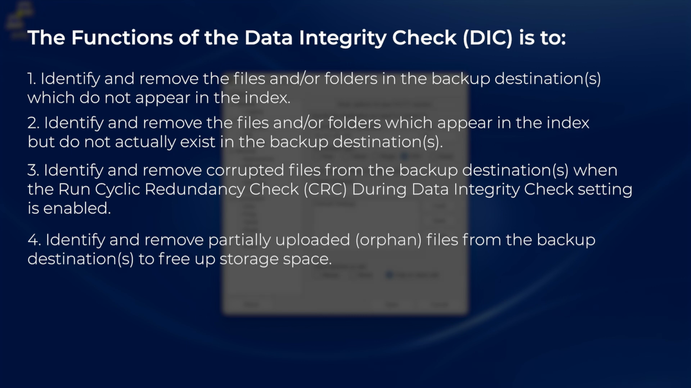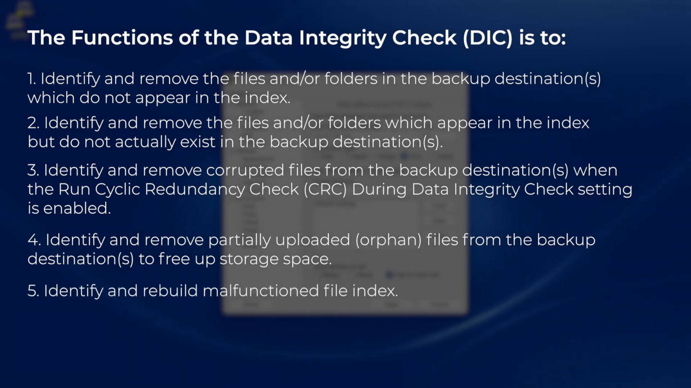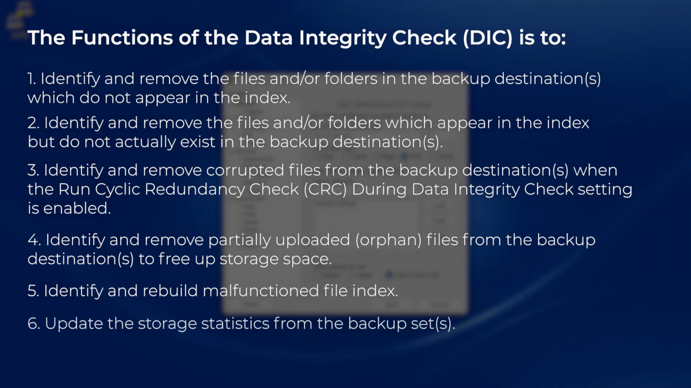Number 4, identify and remove partially uploaded orphan files from the backup destination to free up storage space. Number 5, identify and rebuild malfunctioned file index. And number 6, update the storage statistics from the backup set.